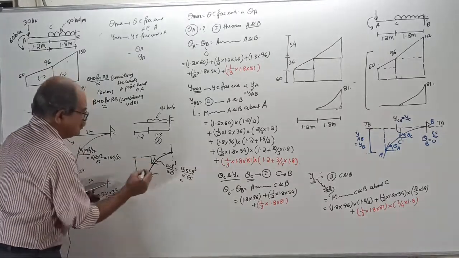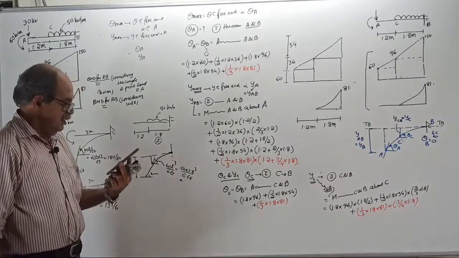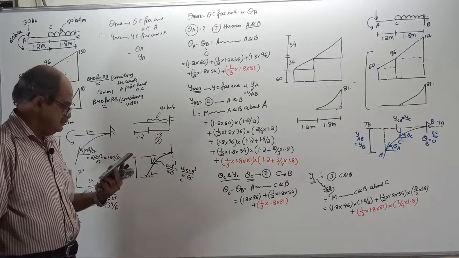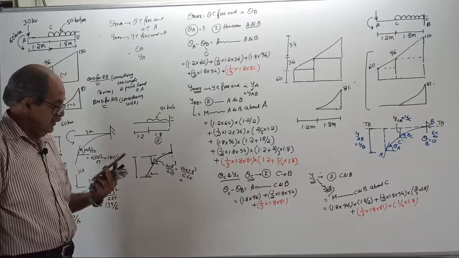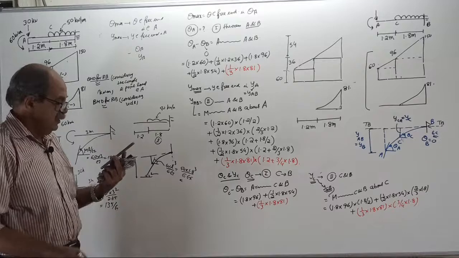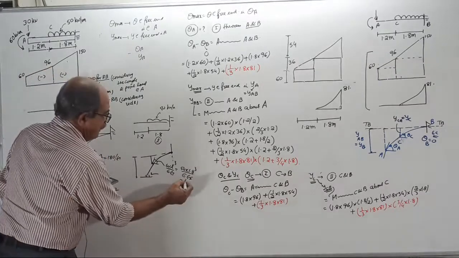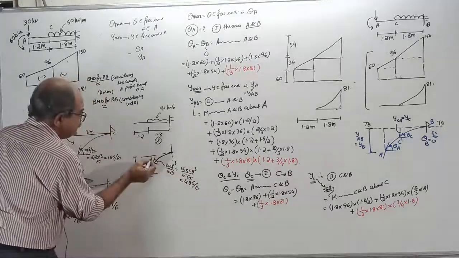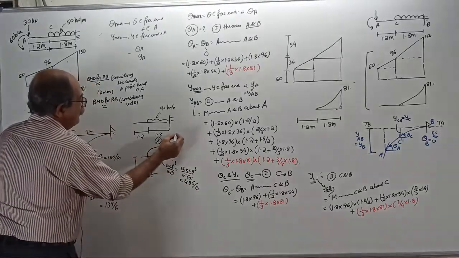Same slope here also. 50 into 1.8 cube by 6 EI. You are delaying a lot. It is 486 by EI, no, wrong value. And this deflection is equal to what?